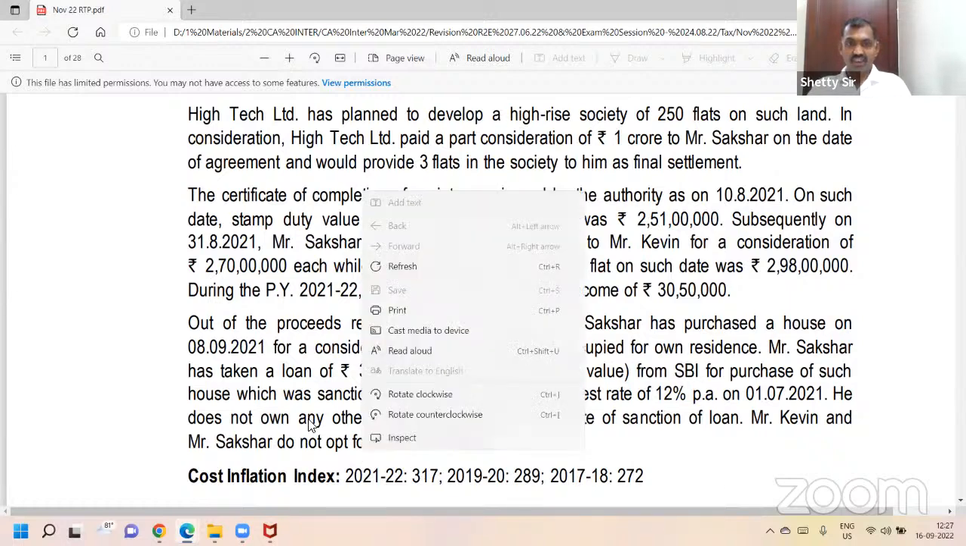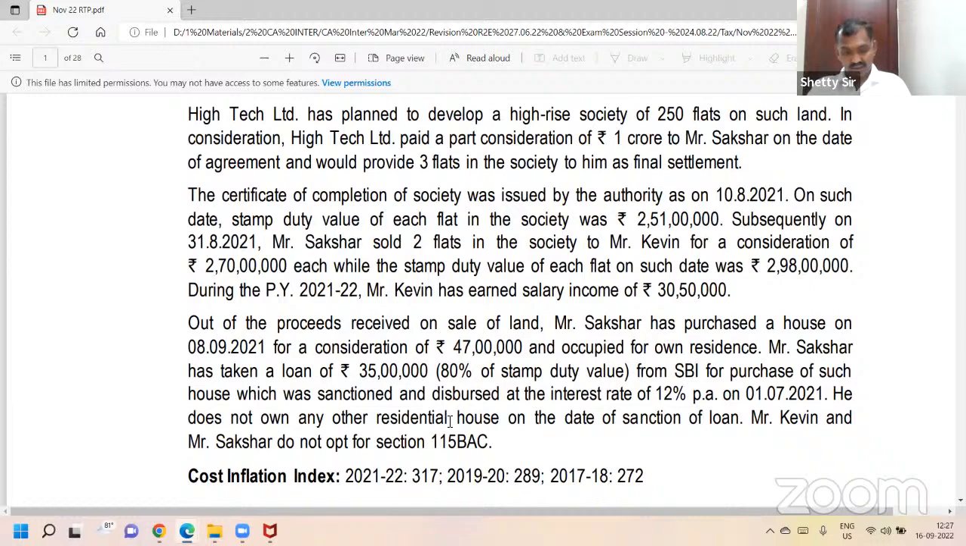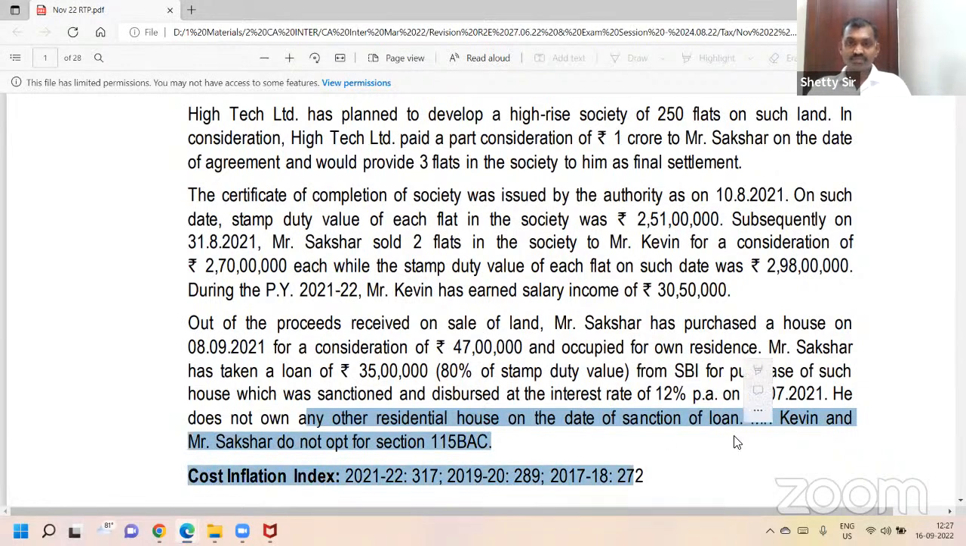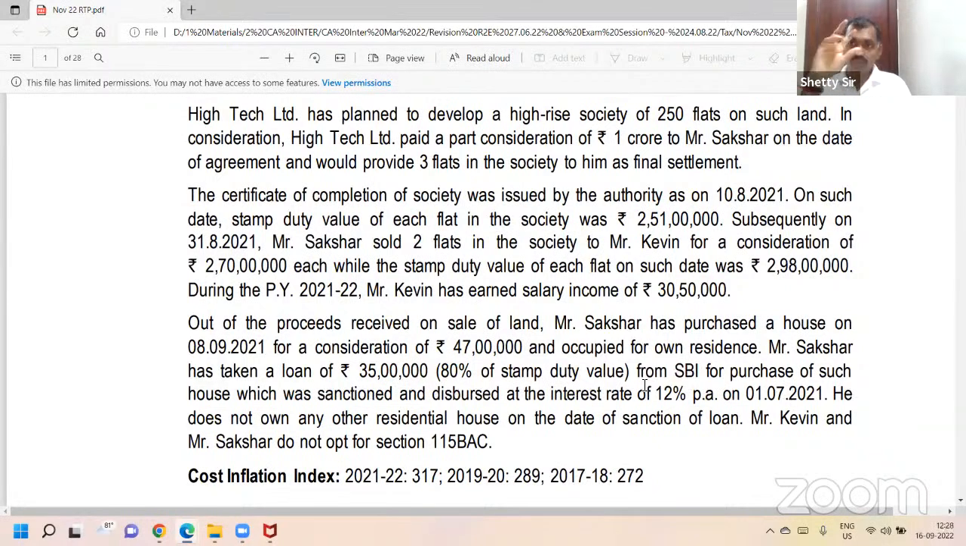The person should not own any other residential house property. That is the exact wording of the law: any other residential house property on the date of sanction of the loan. If this question comes somewhere else, in an exam, you can draft the theory. This is what smartness is.